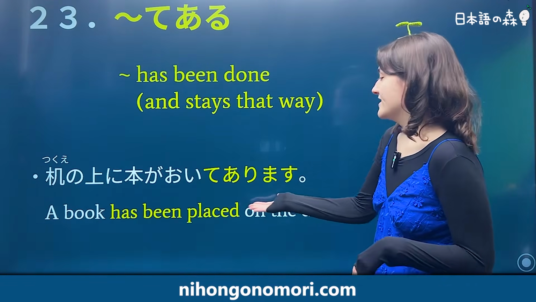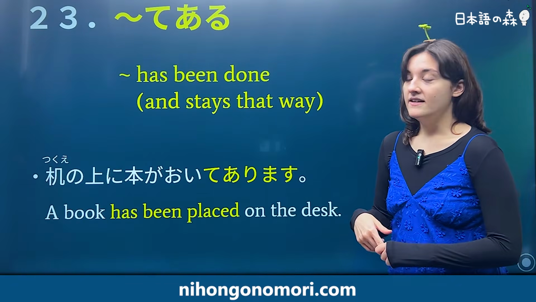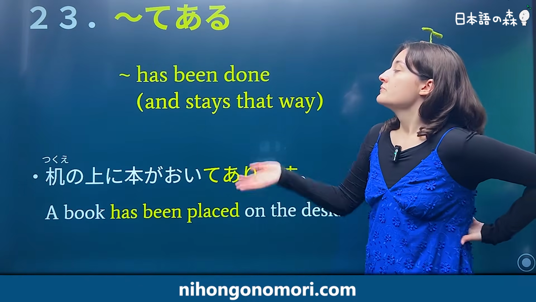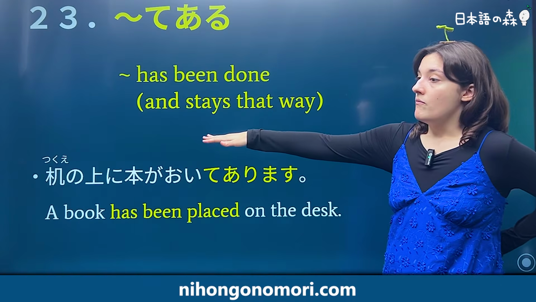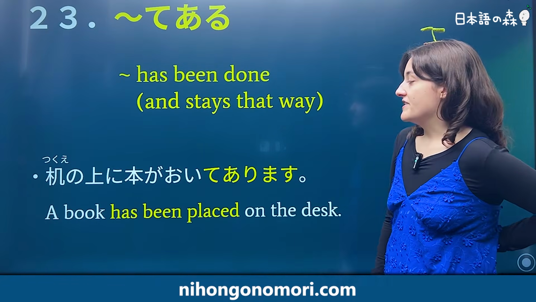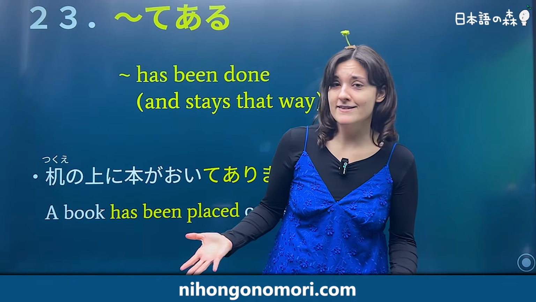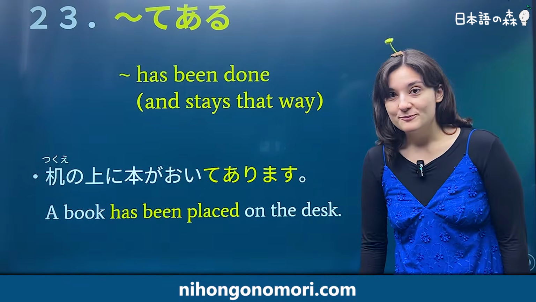A book has been placed on the desk. Or, in other words, a book is on the desk. You can also use it to describe things like メモが書いてあります, right? So like a memo has been written. You know, there is a written memo here. And the implication is that we know that somebody had to have written the memo because memos don't just materialize on their own. And that's why we use that te aru.